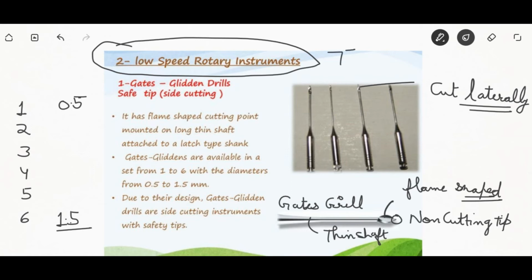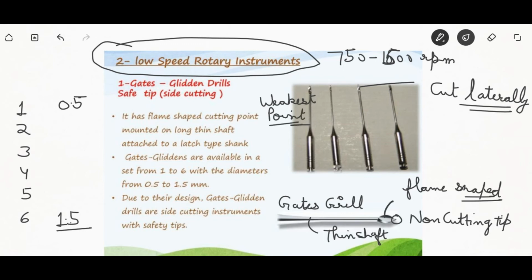At what sizes are the Gates Glidden available? They are available in a set from 1 to 6 with diameter that ranges from 0.5 to 1.5. Remember, these Gates Glidden drills are side cutting instruments having a safety tip. So at what speed do we use the Gates Glidden drill? We use the Gates Glidden burr at the speed of 750 to 1500 rpm in a brushing stroke.